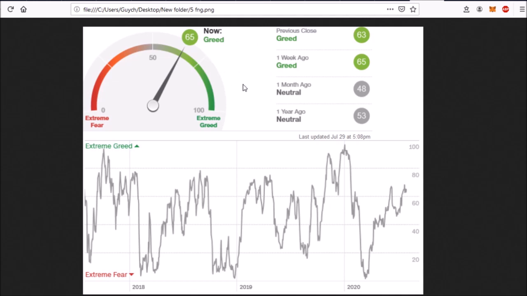Lastly, CNN's Fear and Greed Index for the general stock market. We aren't really at extreme greed, but the general investors are pretty greedy at the moment. Greed, as you see, has actually increased a little bit from 63 to 65. That's possibly with the dovish FOMC statement. Again, this tells you that you should be a little bit careful at the moment and possibly wait until this indicator cycles back down to somewhere below 30.